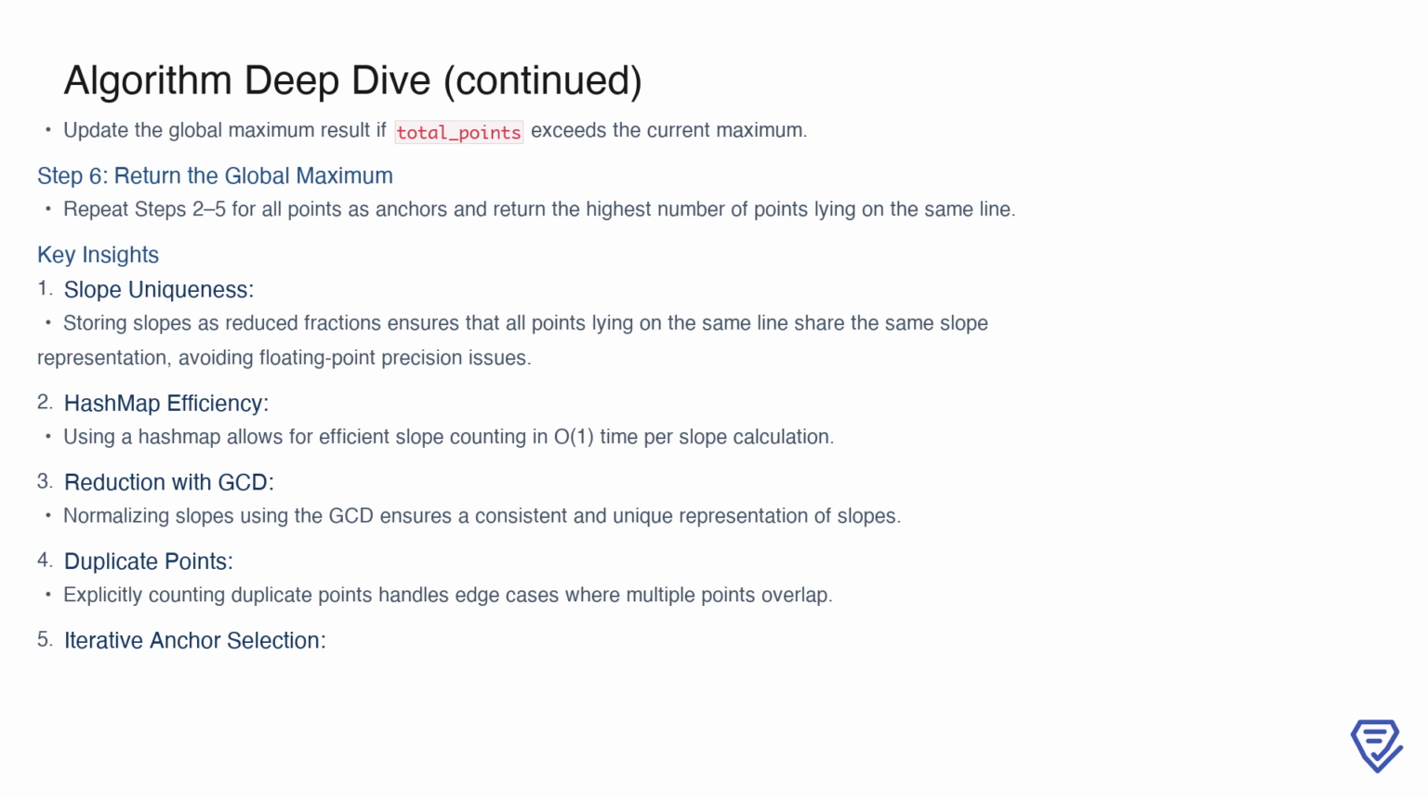After repeating this process for all points as anchors, the overall maximum number of points on a single line is returned. The algorithm's core insights include ensuring slope uniqueness by storing them as reduced fractions, which prevents errors caused by floating point precision. The use of a hash map to count slopes ensures that we can efficiently track and compare slopes in constant time per calculation. Normalizing slopes with the greatest common divisor guarantees a consistent and unique representation for any line. Explicitly handling duplicate points ensures that edge cases, such as points overlapping, are correctly accounted for. Finally, by iterating through all points as anchors, we systematically consider every potential line in the dataset.